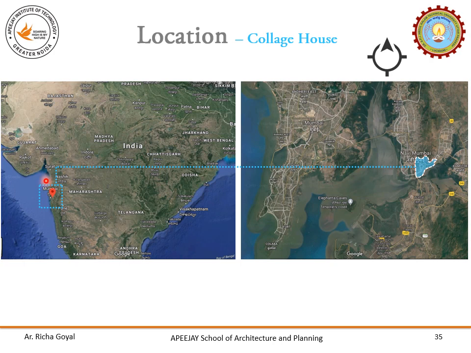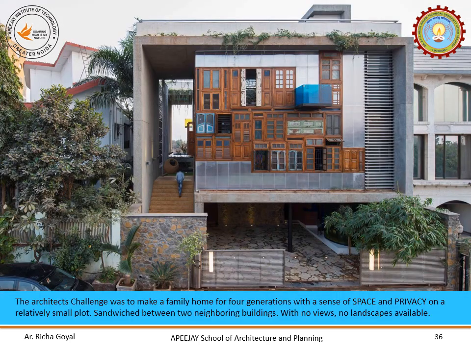So according to the location, we have seen the weather and the climatic conditions of Navi Mumbai, and here we have the site of the Collage House. This is the front elevation of the Collage House, sandwiched between two neighboring areas. Here the architect's challenge was to make a family home for 4 generations with a sense of space and privacy on a relatively smaller plot. It was sandwiched between two neighboring buildings with basically no views and no landscape areas available in the vicinity.